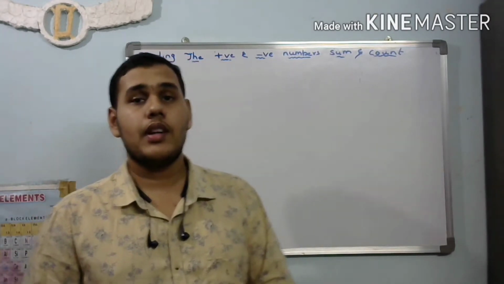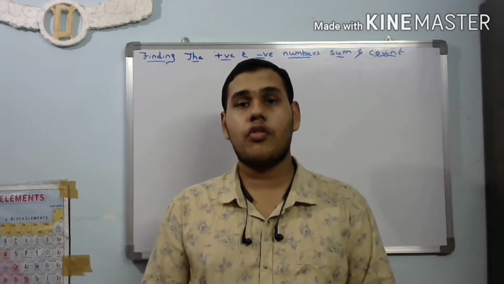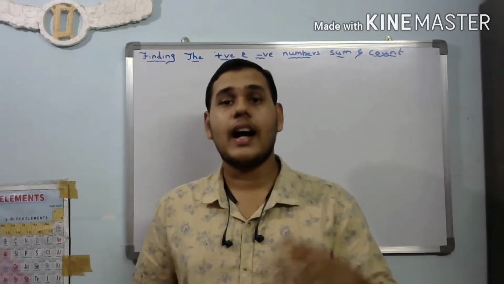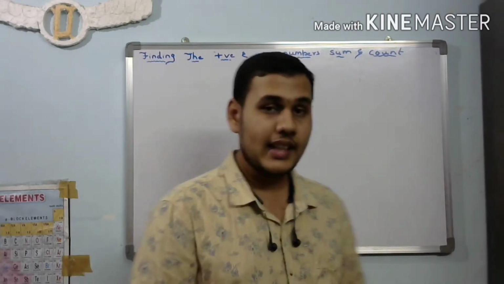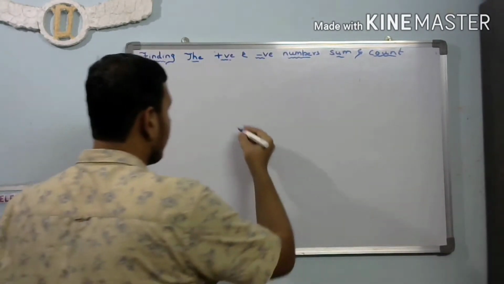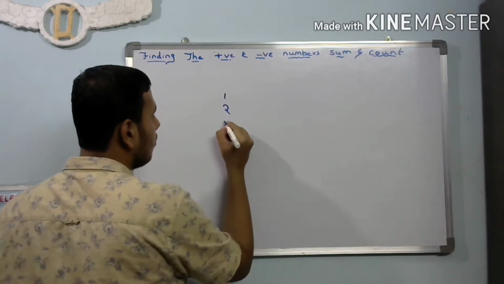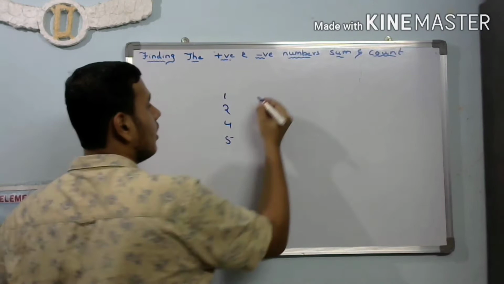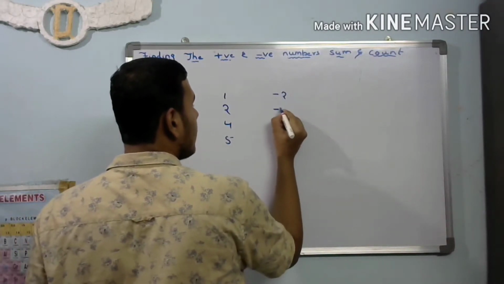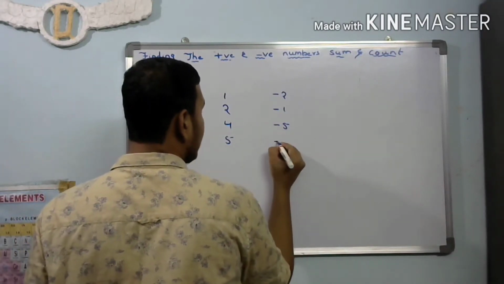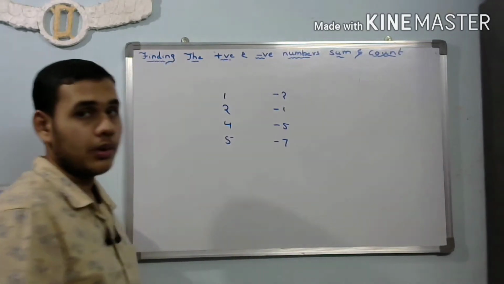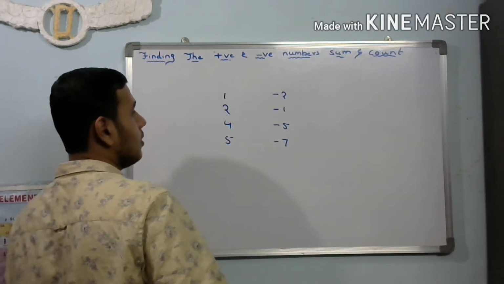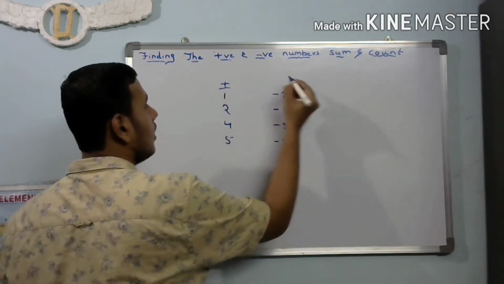Today we have been given a task to find the positive numbers and, at the same time, the negative numbers and their sum. For example, let's see: 1, 2, 4, 5 are the positive numbers, and minus 2, minus 1, minus 5, minus 7 are the negative numbers. So these are the positive and these are the negative numbers.